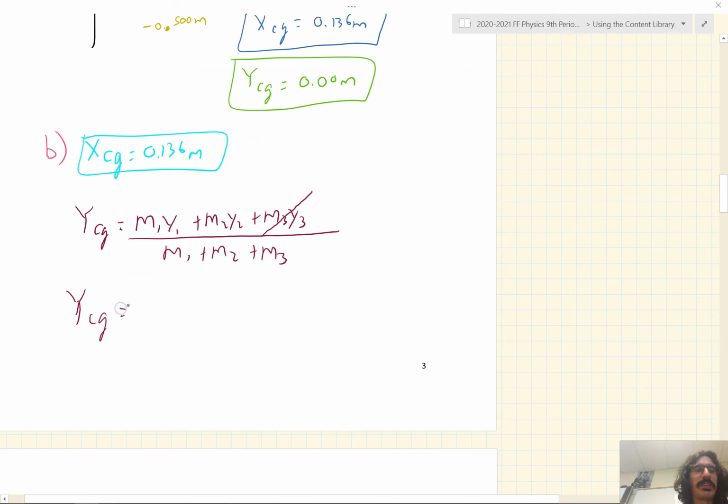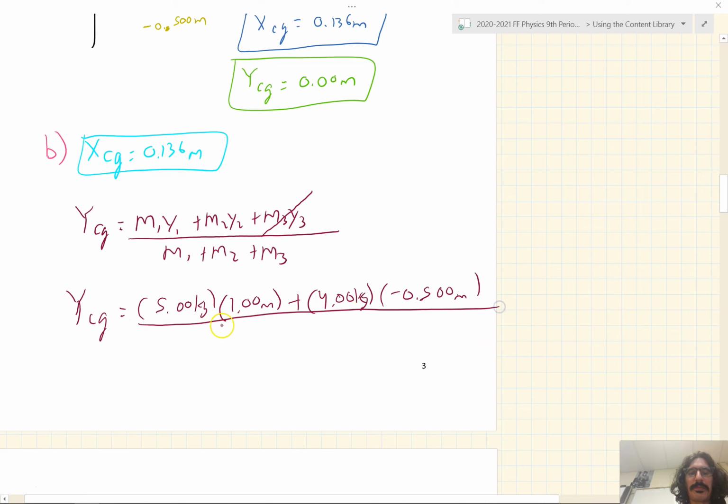Plug and chug, the y center of gravity is 5.00 kilograms times 1.00 meters plus 4.00 kilograms times negative 0.500 meters, all over 5 kilograms plus 4 kilograms plus 2 kilograms. Plug and chug and we get a y center of gravity to equal 0.273 meters.